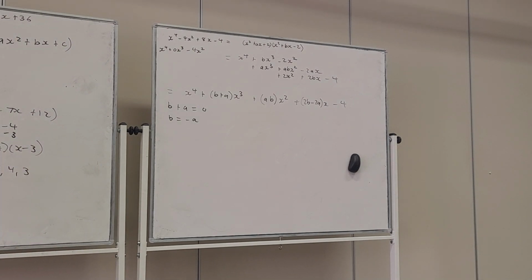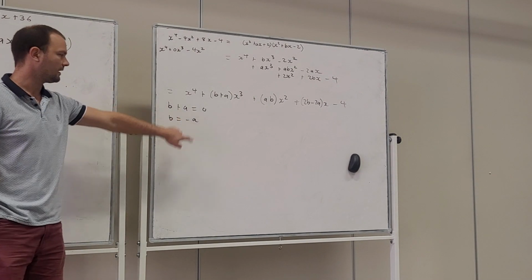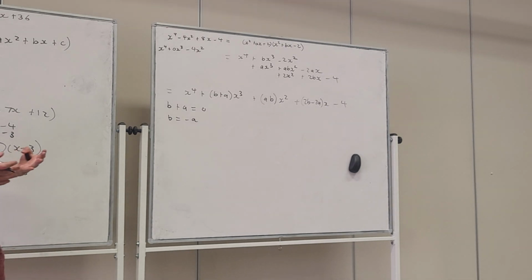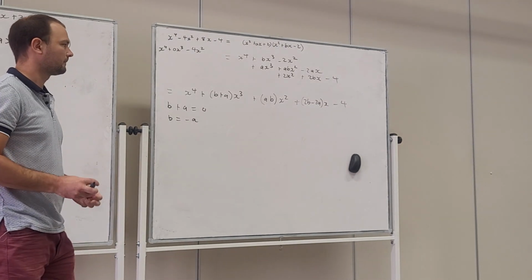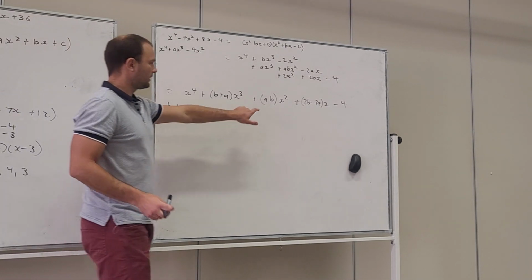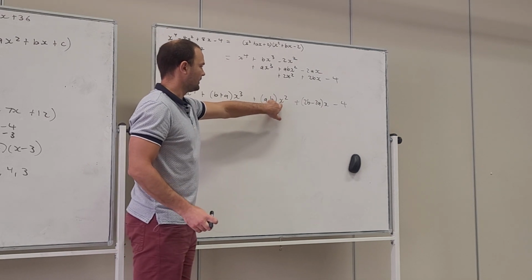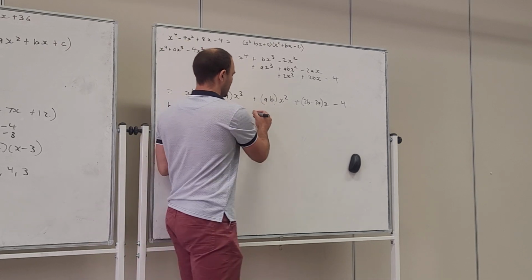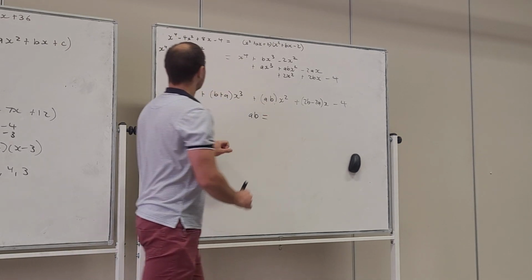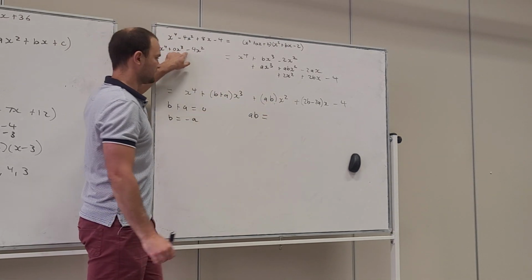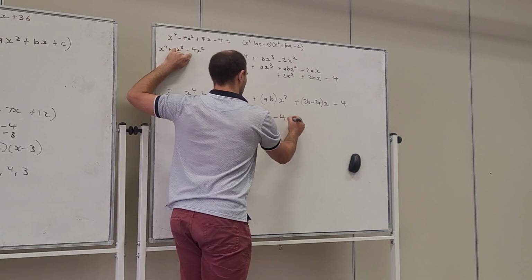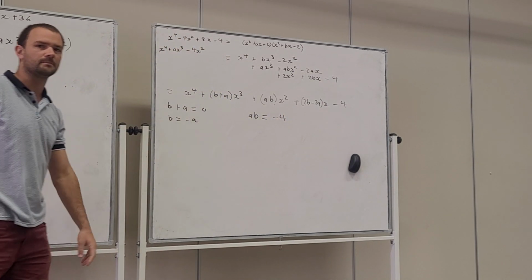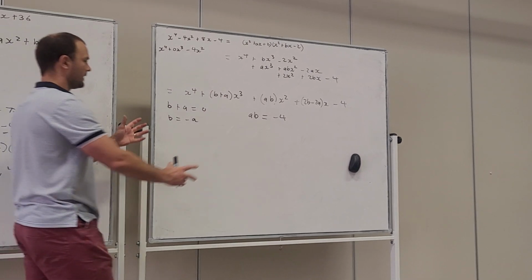So b and a are equal to one another in magnitude, but one is positive, one is negative. The other piece of information we have is that a times b is equal to the coefficient of x squared. So a times b, and the coefficient of x squared is minus 4. A times b is minus 4. We've got to combine these two.